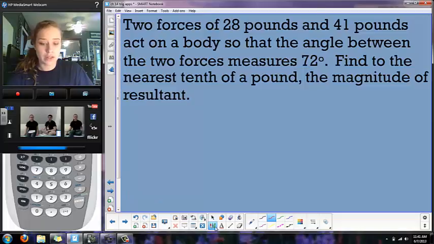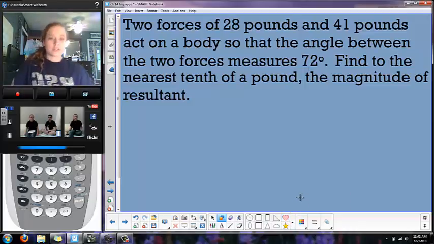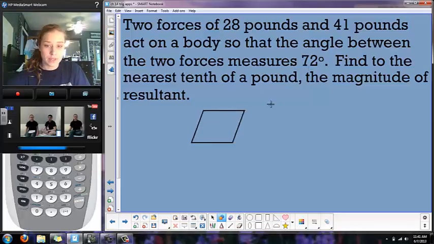We're going to do a lot of different word problems with these kinds of questions with forces and vectors. Okay? Let's see the first one. 2 forces of 28 pounds and 41 pounds act on a body. Okay, so as soon as you see the words 2 forces, you're going to automatically draw a parallelogram.